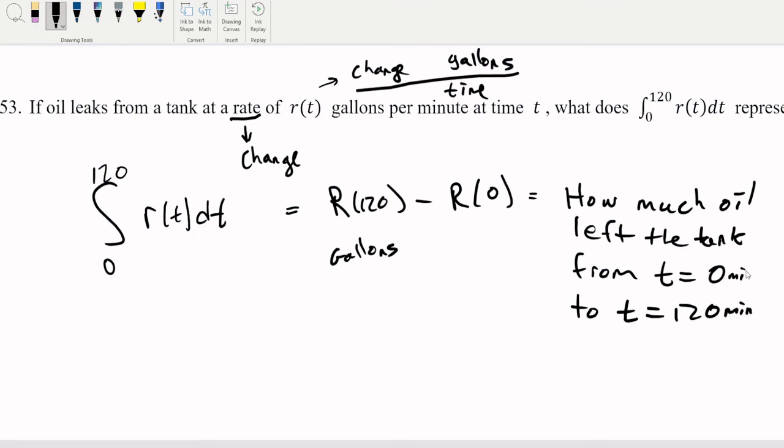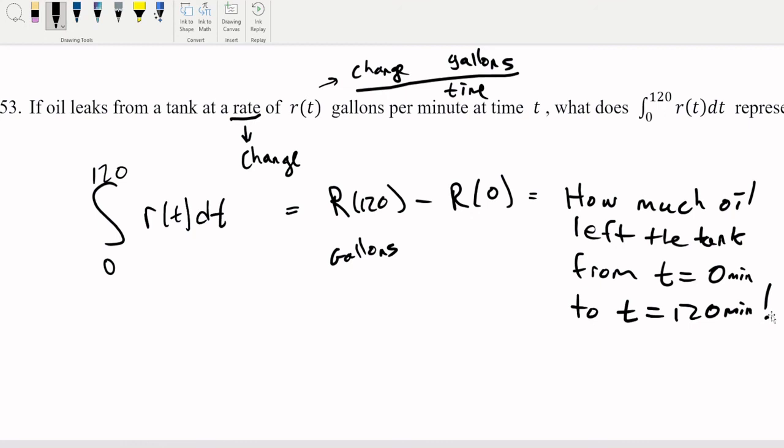And these are in minutes. That's it. I'm adding up the change. So if I do an integral from 0 to 120 of change of gallons, I should just be able to figure out overall from 0 to 120, how much did we lose? That's it. That's all this integral means.